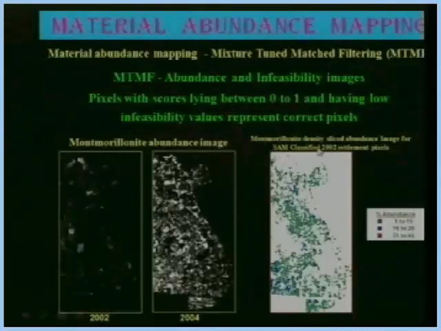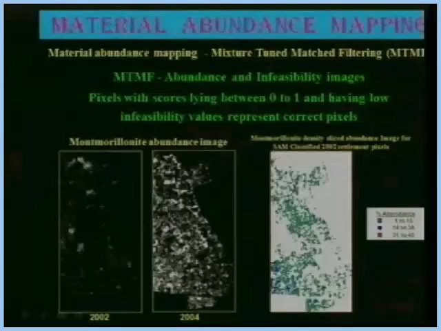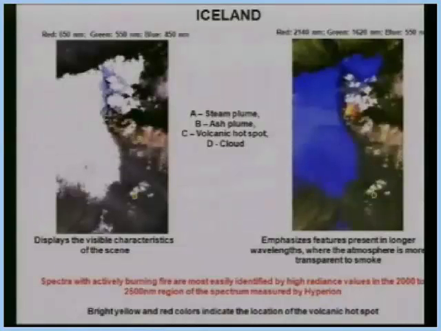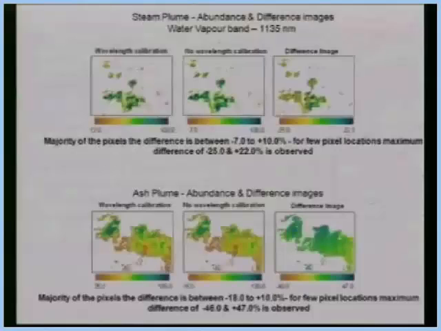This is the montmorillonite density, the sliced abundance image, and this is the montmorillonite abundance image itself. This is the way it is in 2002, where the abundances of this particular class are very low, whereas in the post earthquake case, the abundance of this particular material has increased significantly. Likewise, this is in the Iceland volcanic eruption instance. In fact, here a slightly different approach has been used.